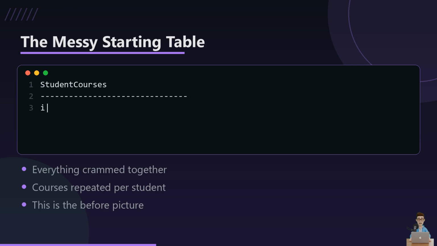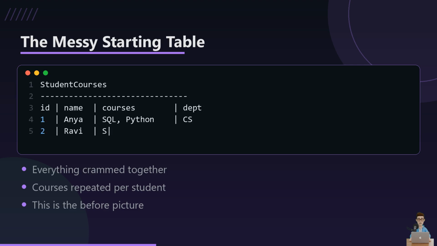Here is our before picture. Notice the courses column stuffs multiple values into one cell and the department repeats for every CS student. This one table is trying to be three tables at once. Watch how each normal form peels a layer of this mess.